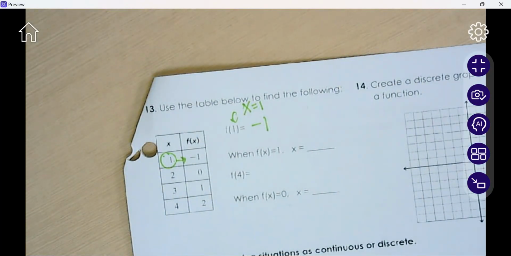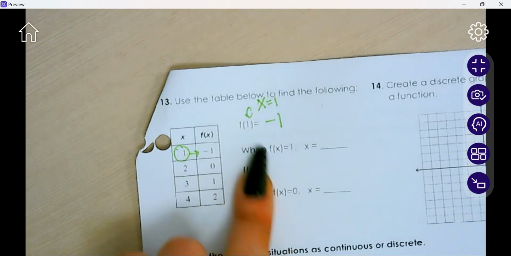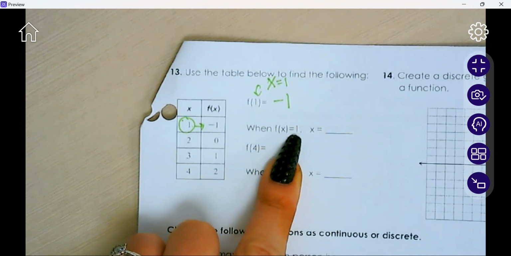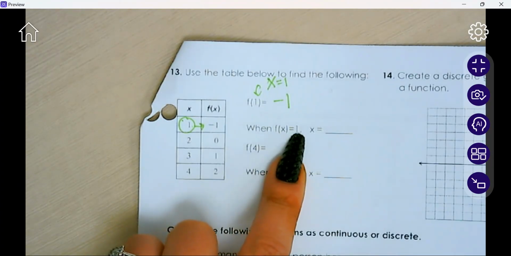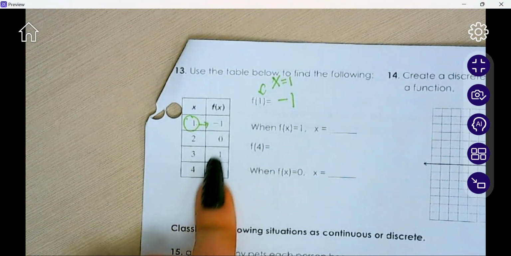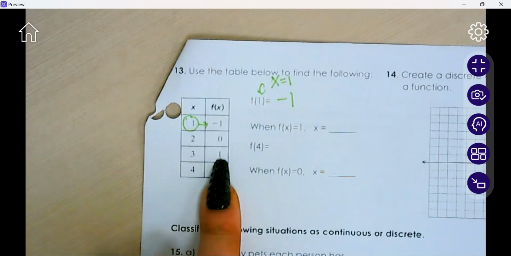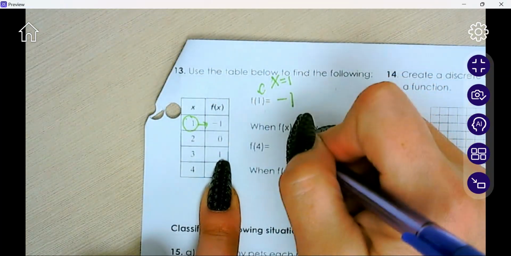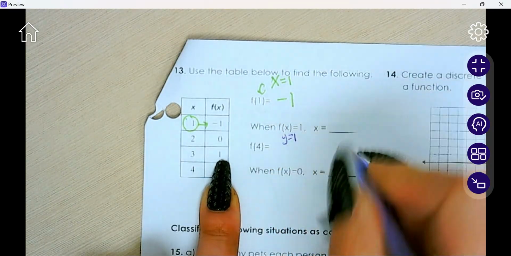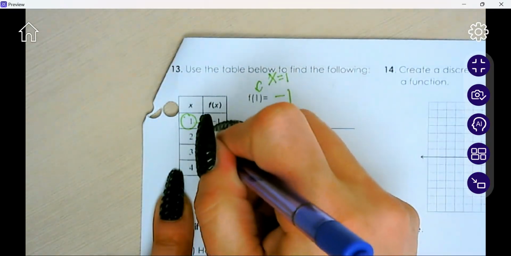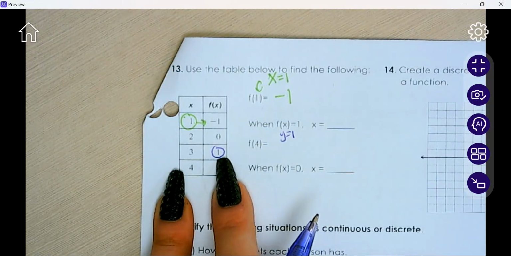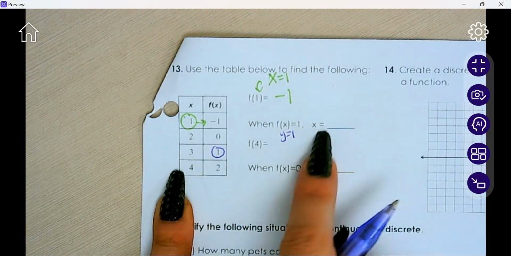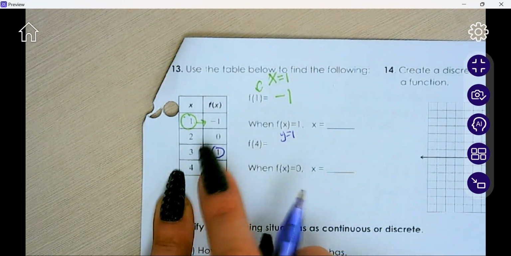Now, this one is different. See how the 1 is inside the parentheses? This one over here is f of x equals 1. That essentially means that y equals 1. So I'm going to go to my f of x, which is the same as my y column, and I find the 1 here. So this means that y equals 1. So I'm going to go to y equals 1. And then from here, I'm going to see that the x value, because it's looking for x equals, the x value is 3.